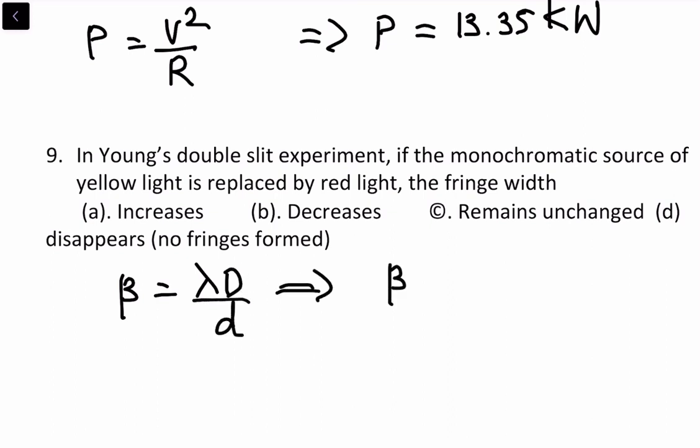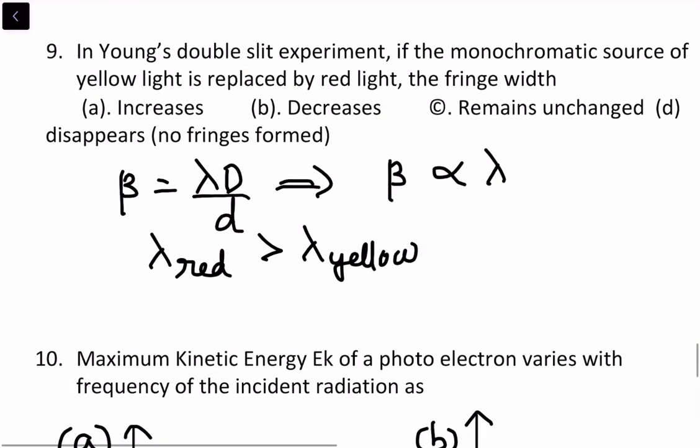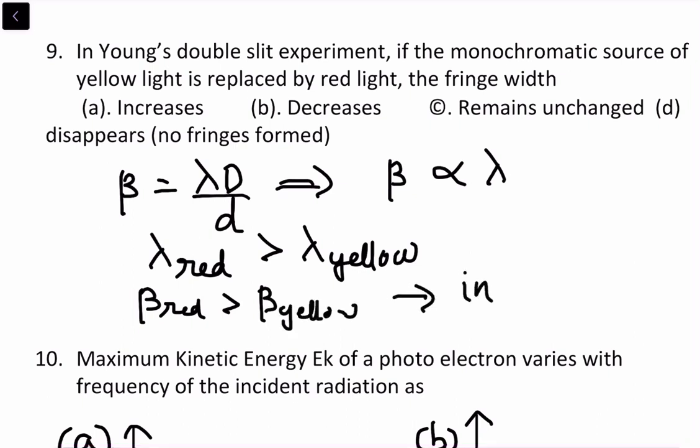Here we all know that fringe width beta is directly proportional to the wavelength, but wavelength of red is greater than wavelength of yellow. So in this case, what happens now? If beta is directly proportional to lambda, then when you use red light, it will be greater than when you use yellow light. So fringe width increases. So now let's see the answer. Here if you see, answer is in A, increases. So the answer for this problem is A. It is fringe width increases.